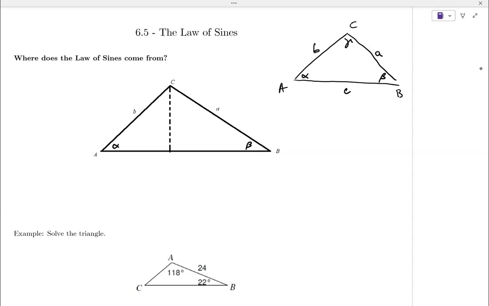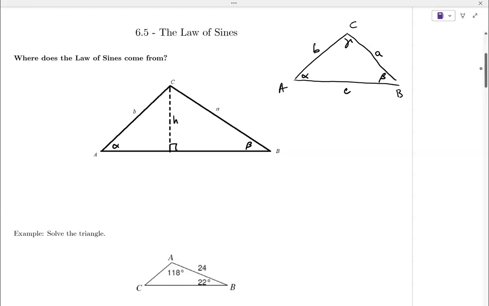We don't have right triangles, so I can't say anything in particular, but notice that I put a helping line in here. With this helping line, I did create a right triangle. For the time being, as an intermediate step, let's label this H. I now see two right triangles.